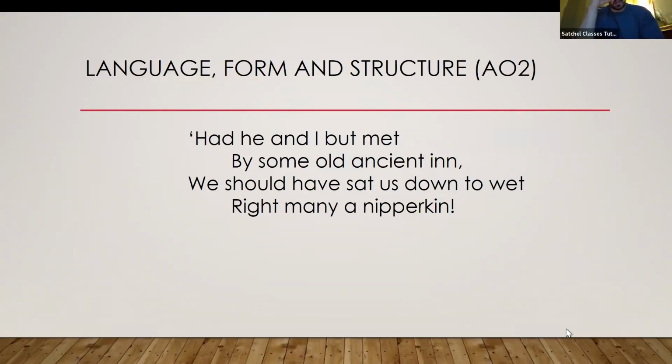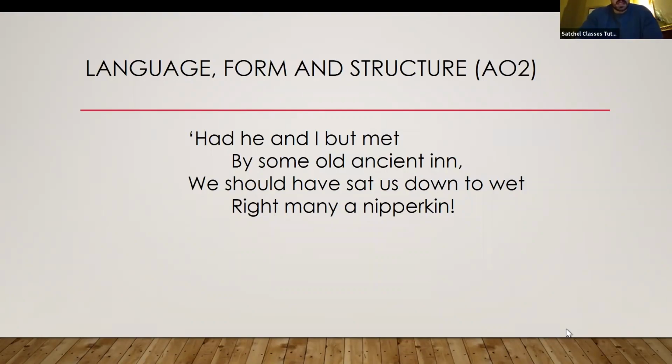As I say, we're going to look at language, form and structure. In previous videos I've broken it down into language, form and structure differently, but I thought I'd do something different with this poem. We're going to go through it stanza by stanza, and we'll try and look at all three elements per stanza, if you like. There is obviously some overlap as we go.